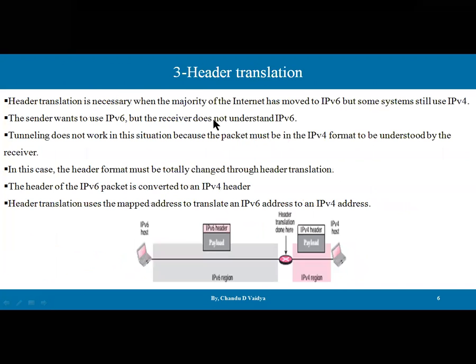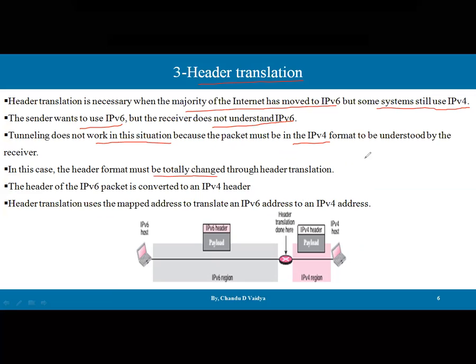Then the third methodology is header translation. Header translation is necessary when the majority of the internet has moved to IP version 6, but some systems still use IP version 4. Nowadays it happens. The sender wants to use IP version 6, but the receiver does not understand IP version 6. Tunneling does not work in this situation because the packet must be in IP version 4 format to be understood by the receiver. In this case, the header format must be totally changed through header translation.